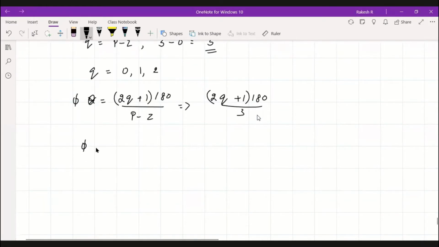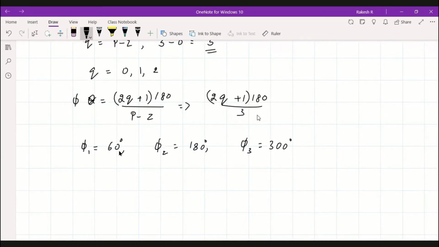Now 5 1 will be what? When you substitute q equals 0, it is 180 divided by 3, which is 60. Similarly, 5 2 is (1 into 2 plus 1), 3, into 180 divided by 3, which will be 180. And then 5 3 will be 2 into 2, 4, 4 plus 1, 5, 5 into 180 divided by 3, which is 300 degrees here.